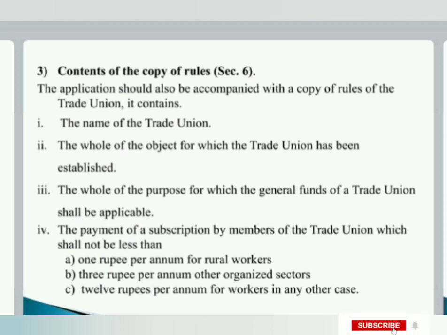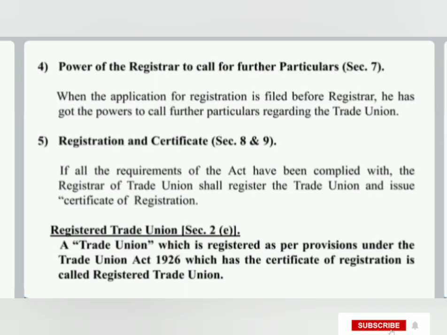Contents of the copy of the rules. Section 6. The application should also be accompanied with a copy of the rules of the trade union. It contains the name of the trade union, the whole of the objects for which the trade union has been established, the whole of the purposes for which the general funds of the trade union shall be applicable, and the payment of the subscription by members of the trade union, which shall not be less than 1 rupee per annum for rural workers, 3 rupees per annum for other organized sectors, and 12 rupees per annum for workers in any other case.